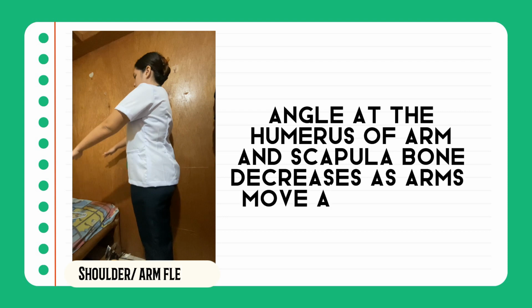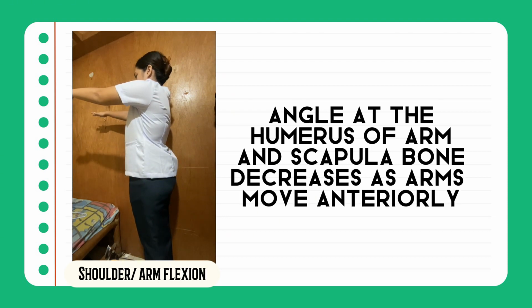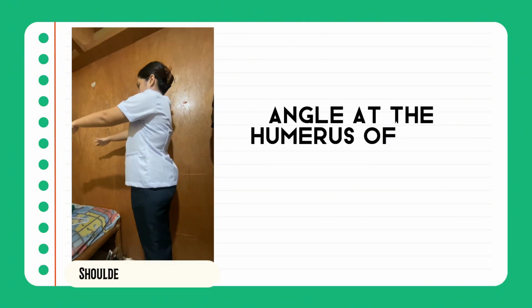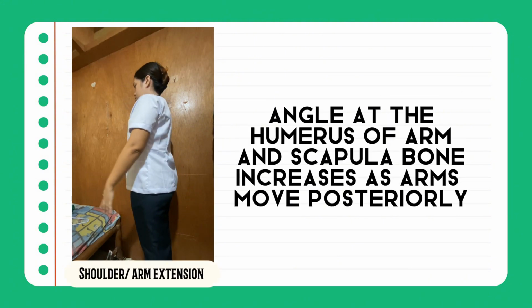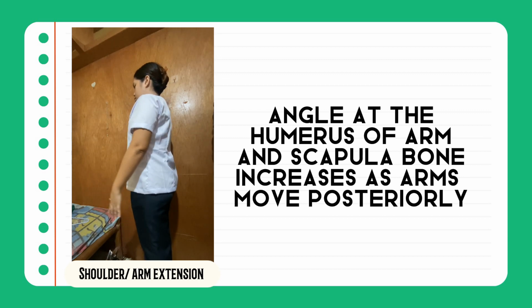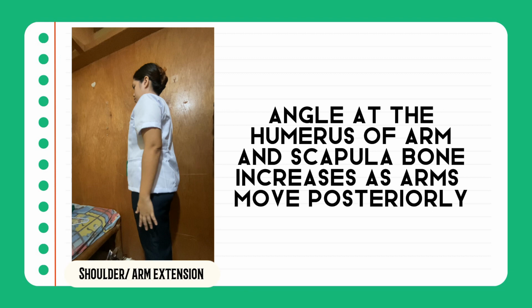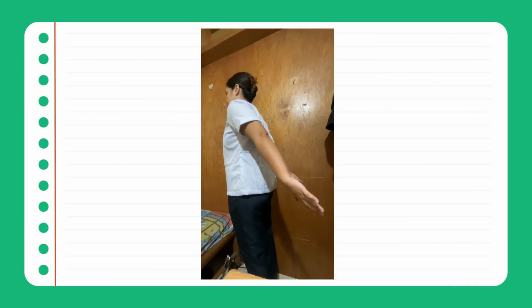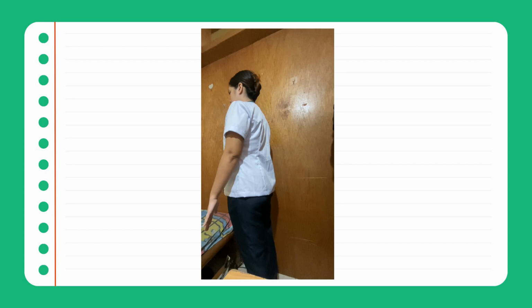Shoulder flexion, also called arm flexion, occurs when the angle between the humerus of the arm and the scapula decreases. In contrast, shoulder extension, also known as arm extension, occurs when the angle between the humerus of the arm and the scapula increases, causing the arm to move posteriorly. And the joint here allows the posterior movement past the anatomical position.